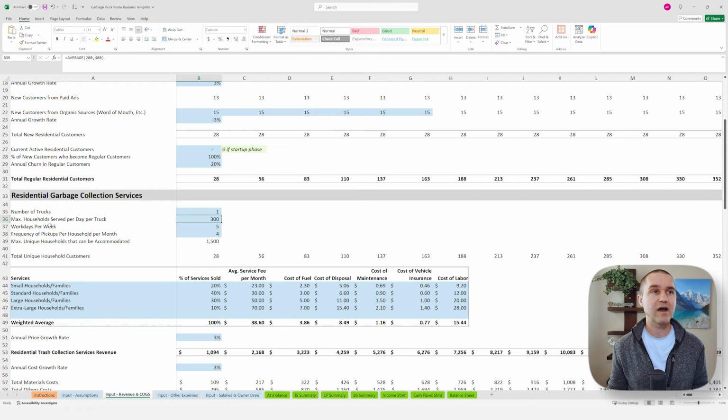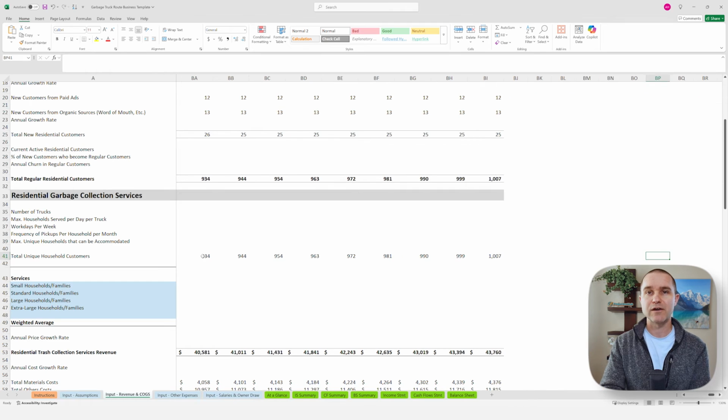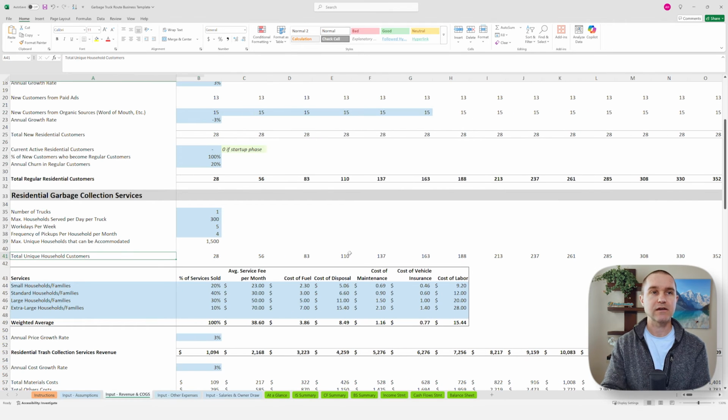Here's the max number of households per day per truck, work days 5 days a week, and then 4 pickups per household per month. So this is helping to calculate the max number of unique households that can be served with that truck based on these assumptions. So we're saying 1,500 is the maximum that this truck could handle. And so the model is going to make sure that you can't go over that 1,500, okay? So it's going to be a checkpoint for you.